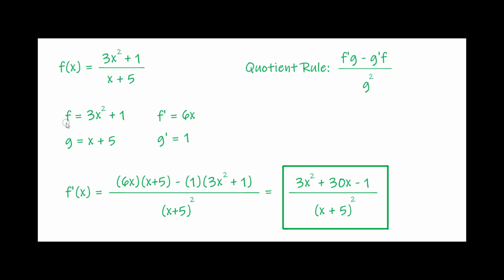So therefore we designate what represents f in the given expression, 3x squared plus 1, and g represents x plus 5. Then we find their derivatives, 6x and 1 for f prime and g prime respectively. Then we apply the quotient rule format, f prime g minus g prime f divided into g squared, the quantity of the denominator squared, and when we simplify, we calculate the following derivative for the given function.